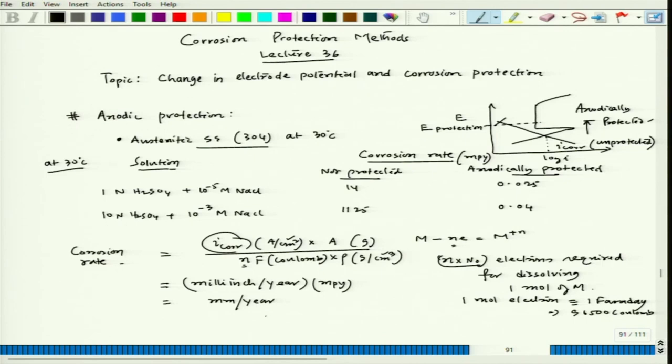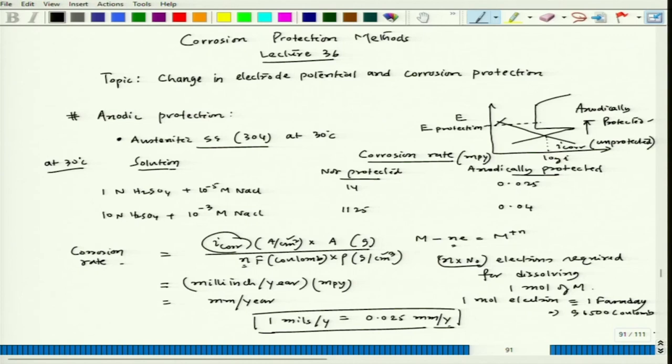Now if we talk about 1 milli inch or mils per year, it can be written in terms of 0.025 millimeter per year. Okay, so this is a conversion. You can do it by putting all those conversions, you can get this.